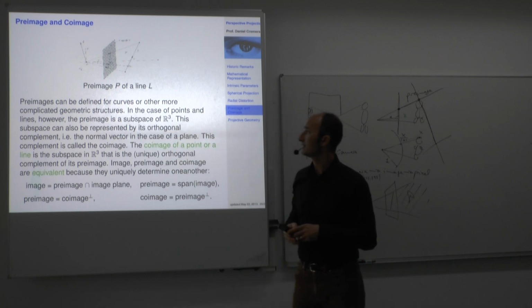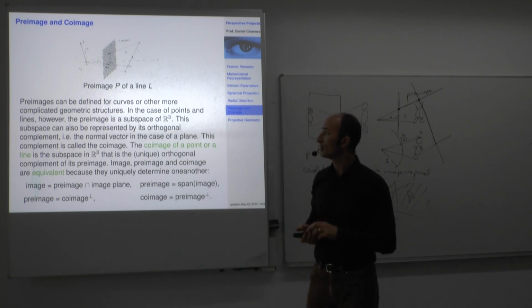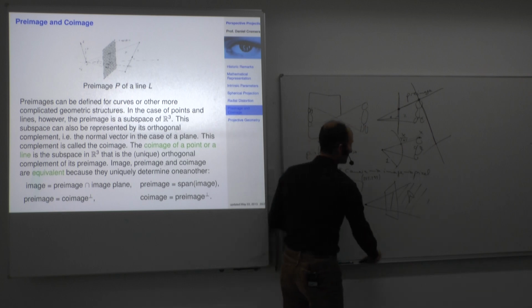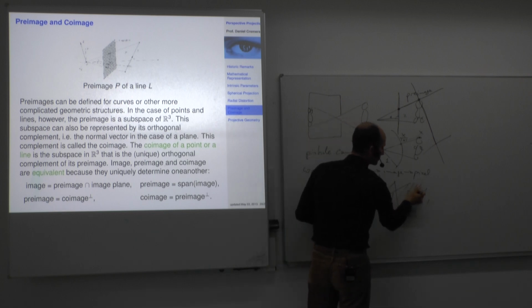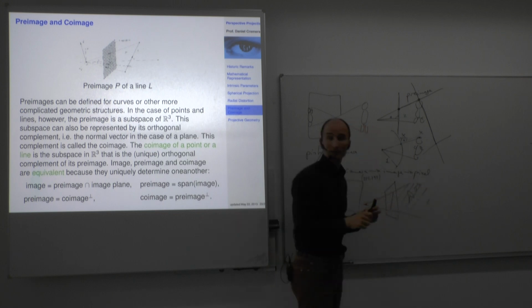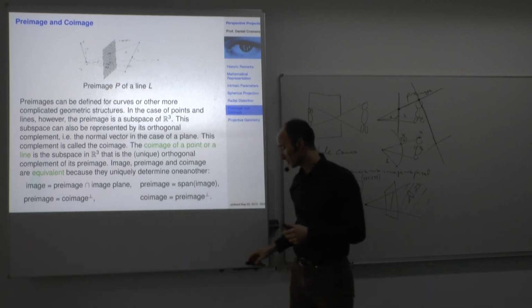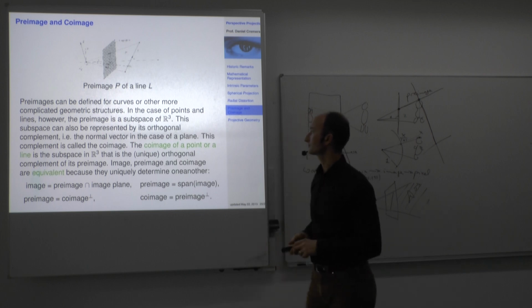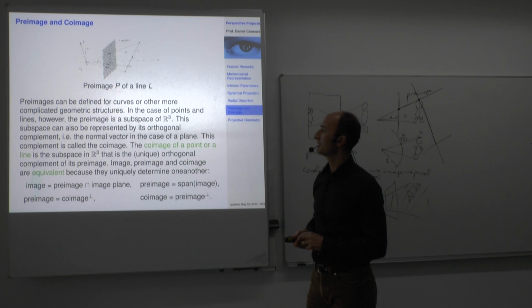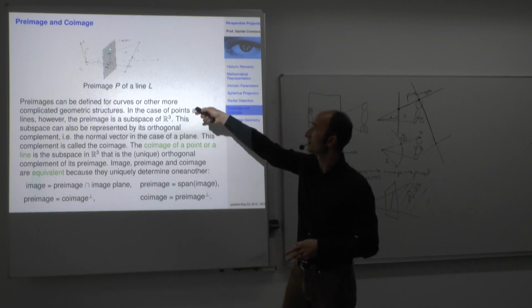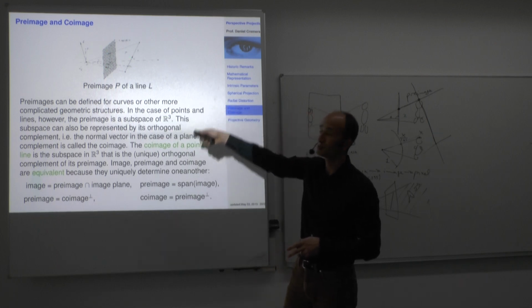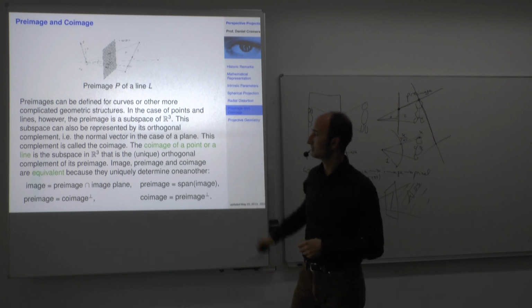And we can represent these linear spaces by the orthogonal complement. More specifically, a plane can be represented by a normal vector on the plane. So if you have this plane here, you can define that plane by some normal vector. And that normal vector spans what's called the co-image of a point or a line. So you have the pre-image, all those points that give rise to this projection, and then you have the co-image, that is the orthogonal space to the pre-image. That is basically the normal vector on the plane.